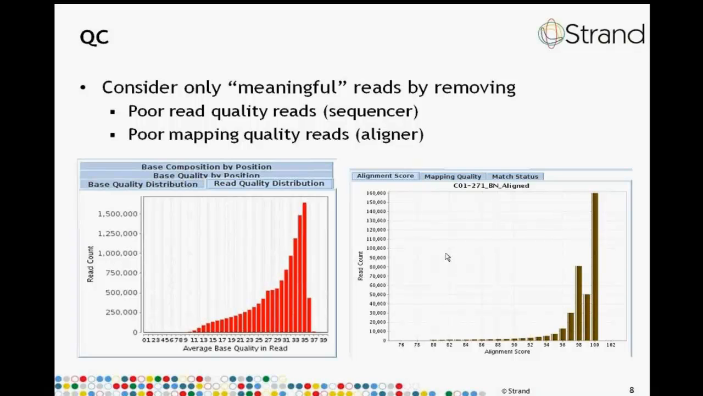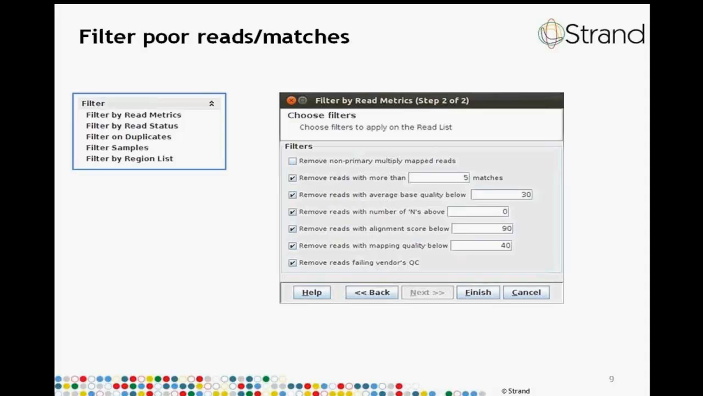By consulting both of these charts, users can infer appropriate thresholds for good and bad quality reads and matches. And once we find those thresholds, we can remove the poor reads and the poor matches using a comprehensive set of filters that are present in the workflow. A portion of the workflow is shown on the left out here. We can see there are 5 different filter options. The filter by read metrics is by far the most commonly used filter, and the dialog that it shows is shown on the right out here.